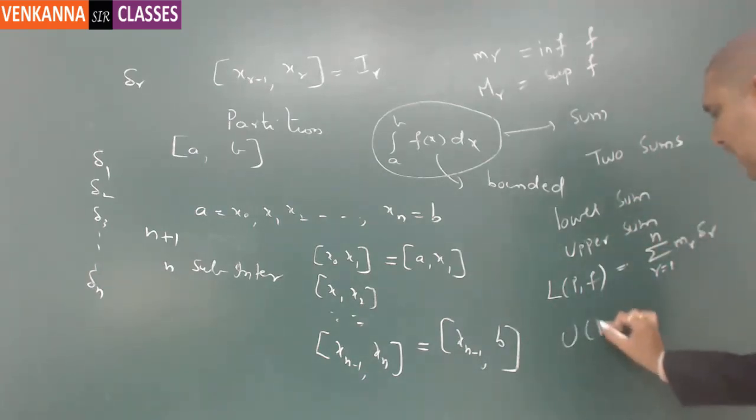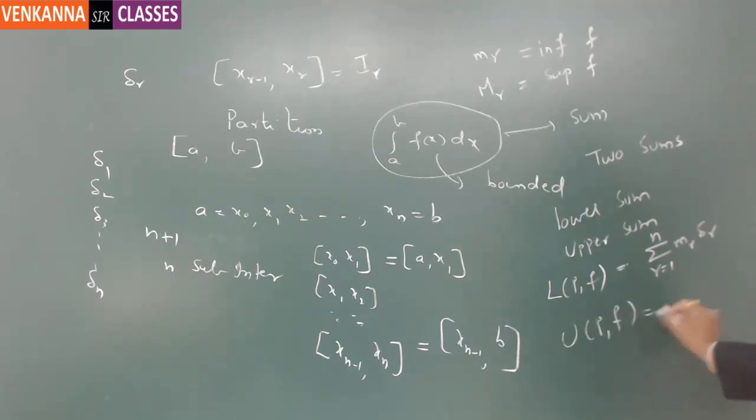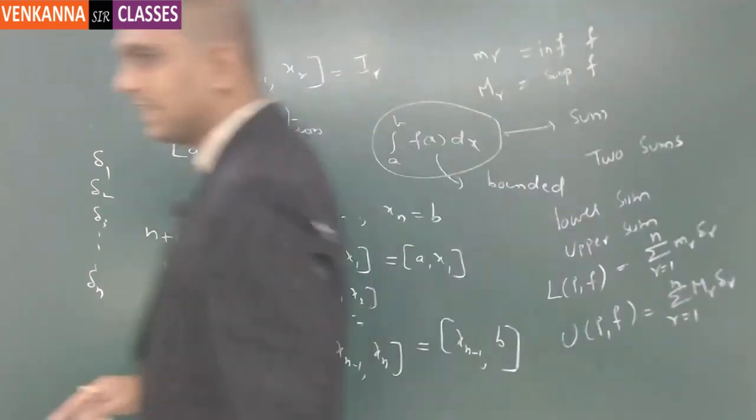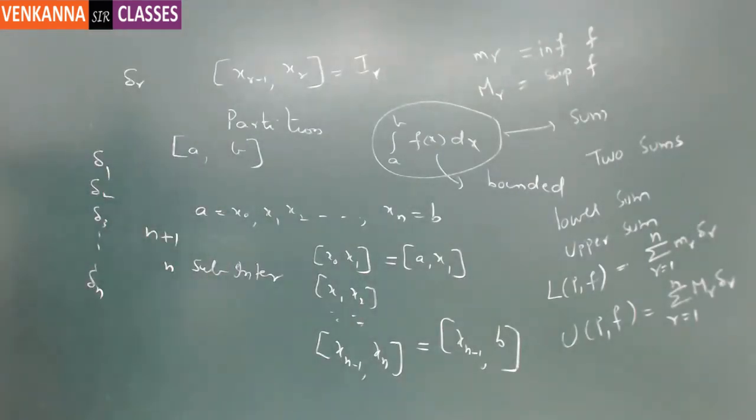Similarly, you define the upper sum. U(P, f) is equal to the summation r equal to 1 to n of capital M r delta r. Is it clear now to all how the sums are defined?